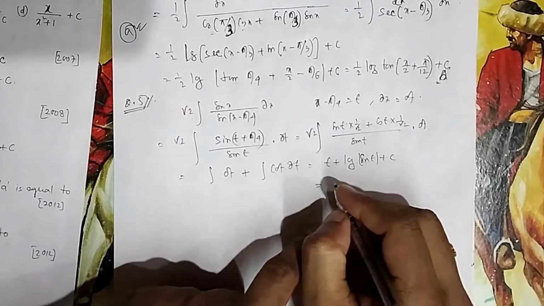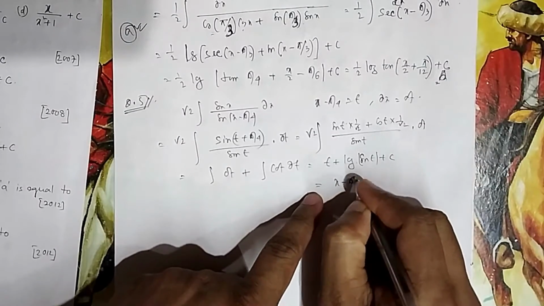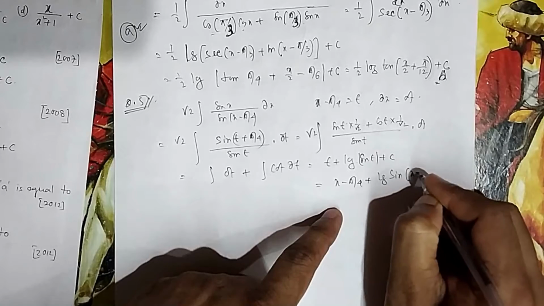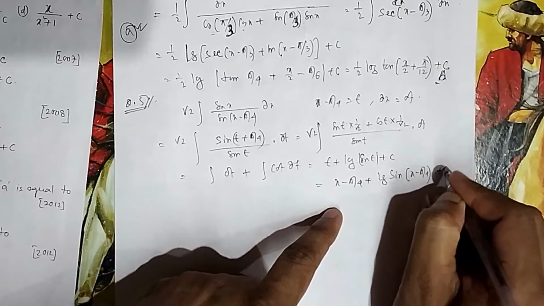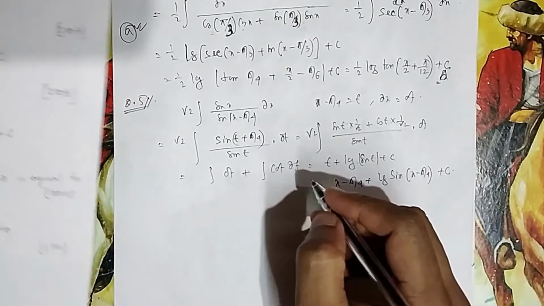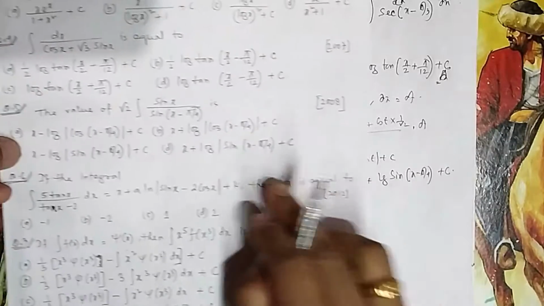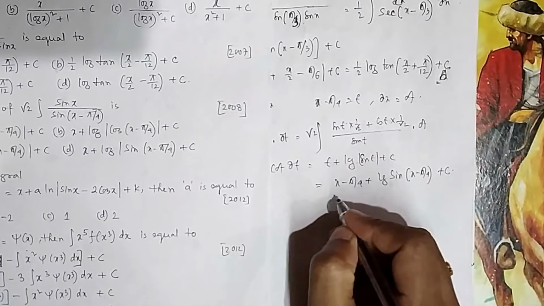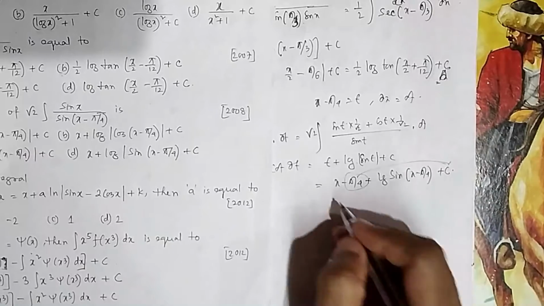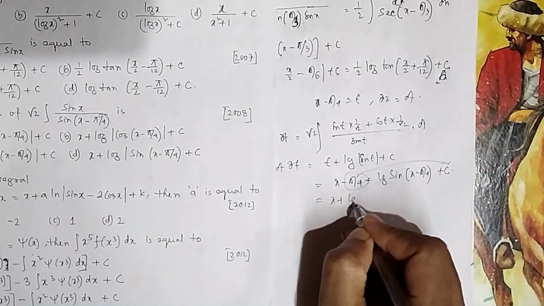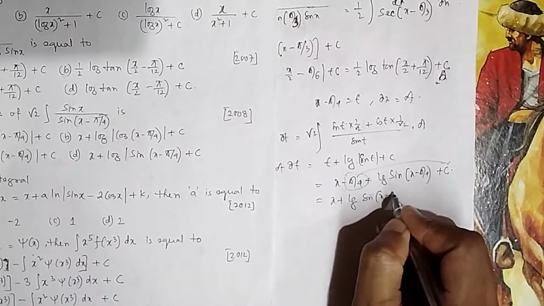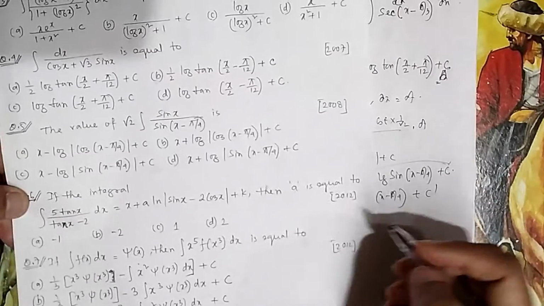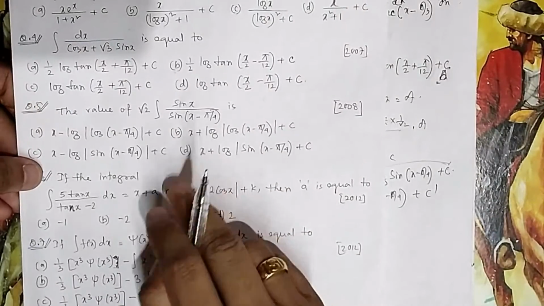So t is equal to x minus pi by 4, plus log sin of (x minus pi by 4) plus c. So that is your answer: x plus log sin of (x minus pi by 4) plus c. You can write it as option D, because this pi by 4 you can take with c anytime, as it is a constant. Ultimately the thing that involves x matters; the constant you can write as c dash, or c dash equal to c minus this. So that is your option D.